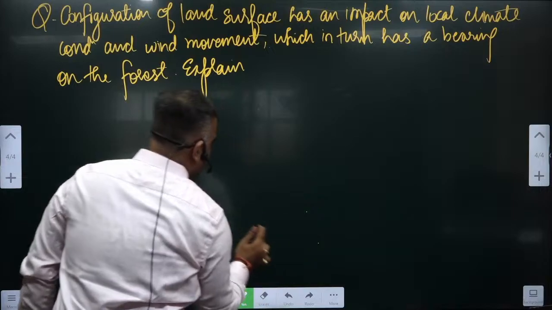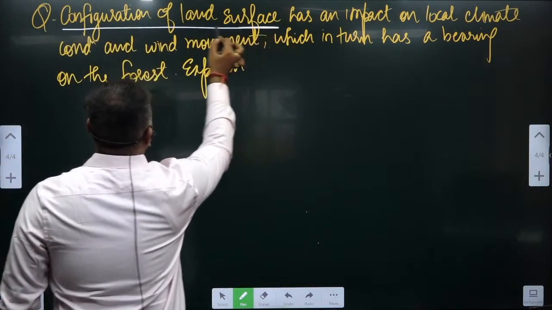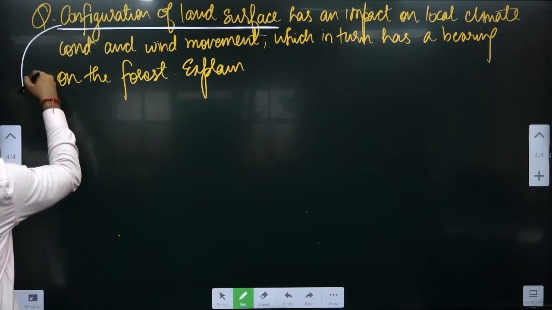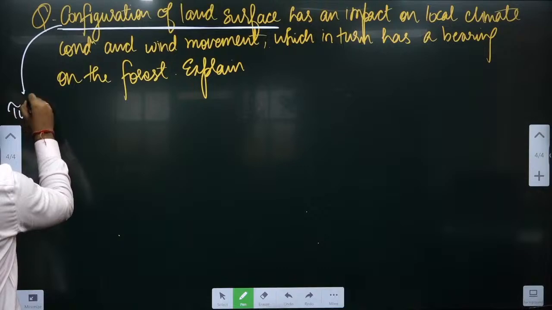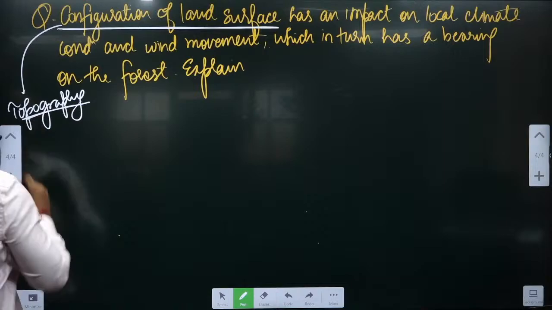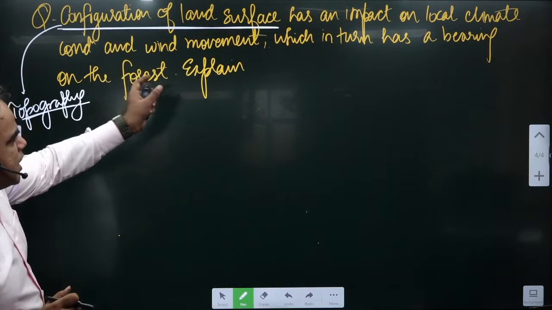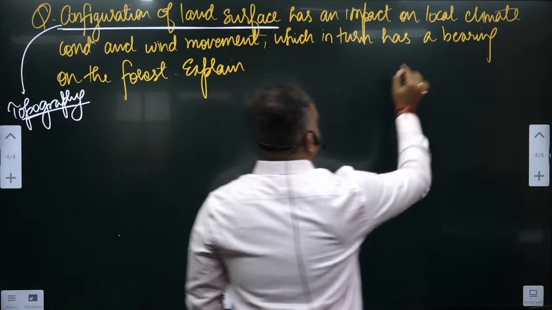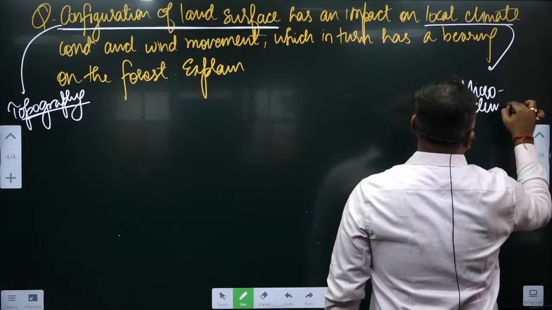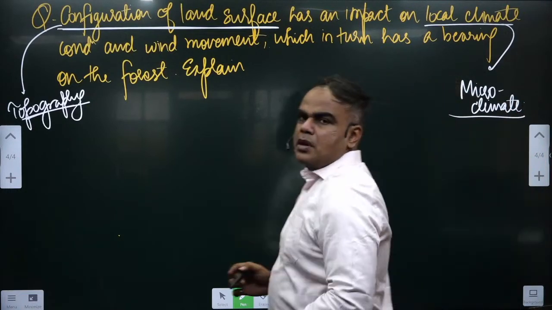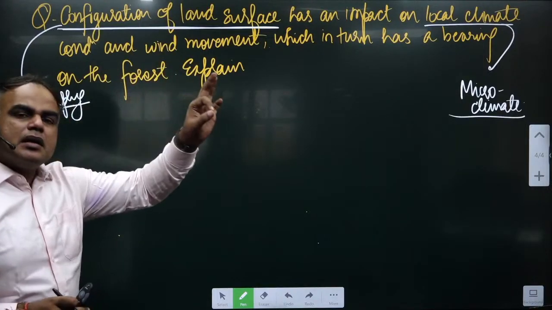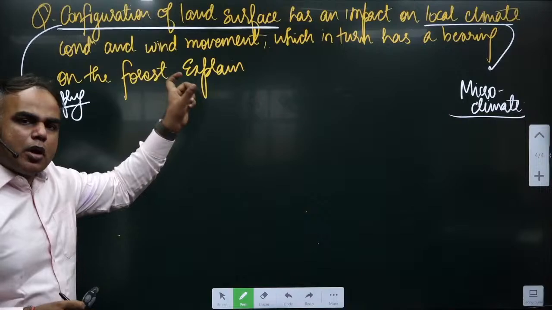Now because we have already seen, so this for us is a direct keyword here, configuration of the land surface, okay, which reminds us that this is related to topography, and because we are seeing land surface, so of course you can bring in some elements of even edaphic factors. Now the question says this has an impact on the local climate. Okay, so the aspect of even microclimate can be touched upon here, right? Now even if the question says configuration of the land surface as a determinant or as an important topographic factor, explain.